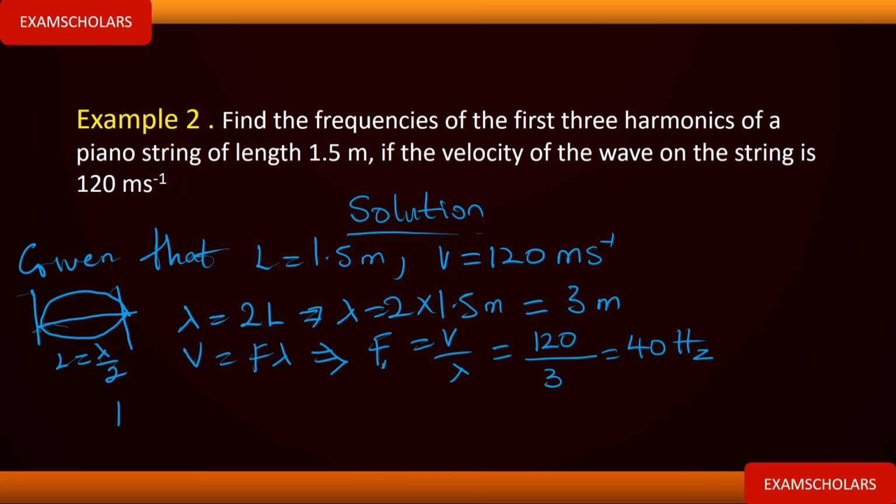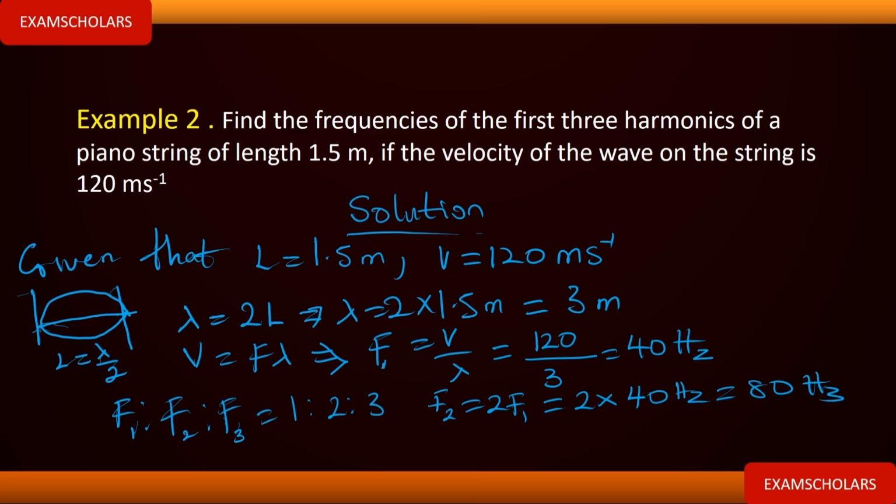And you know that for vibration of a string, F1 ratio F2 ratio F3 is equal to what? 1 ratio 2 ratio 3. So therefore, F2 is equal to what? 2F1. So 2 multiplied by 40 hertz, and that is 80 hertz. Okay, what is F3? F3 is equal to 3F1, which is 3 times 40 hertz. So we have 120 hertz.